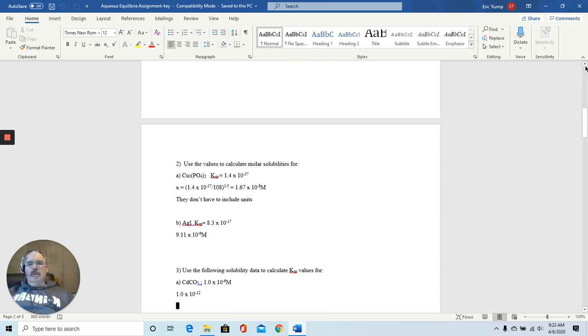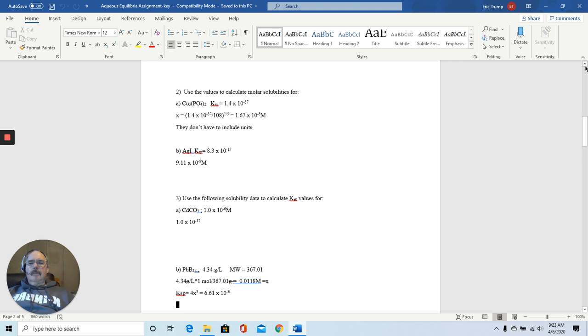Question number 2. This is asking us to calculate the molar solubilities for copper(II) phosphate. KSP is 1.4 times 10 to the minus 37th. The KSP expression would be copper(II) cubed times phosphate squared. And when this dissociates, we'll get 3 copper(II)s and 2 phosphates.